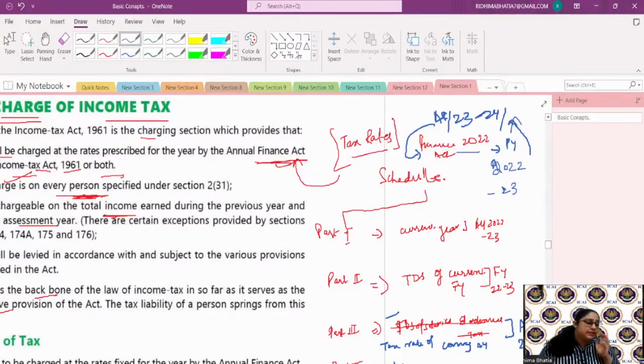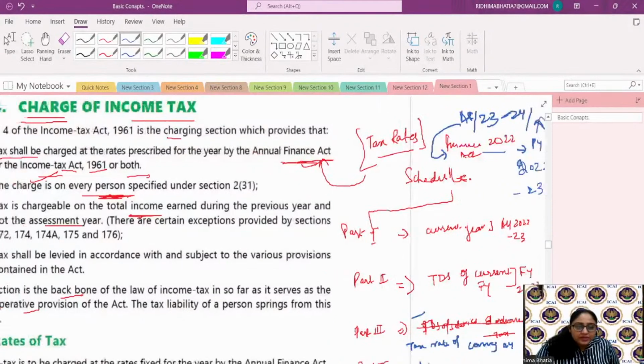So do see the Finance Act today. It's a huge act, though not as huge as compared to the Income Tax Act. Towards the schedule, you will be given the rates. What does the Finance Act do? It brings amendments. So it brings amendments, and alongside also tells the rates.